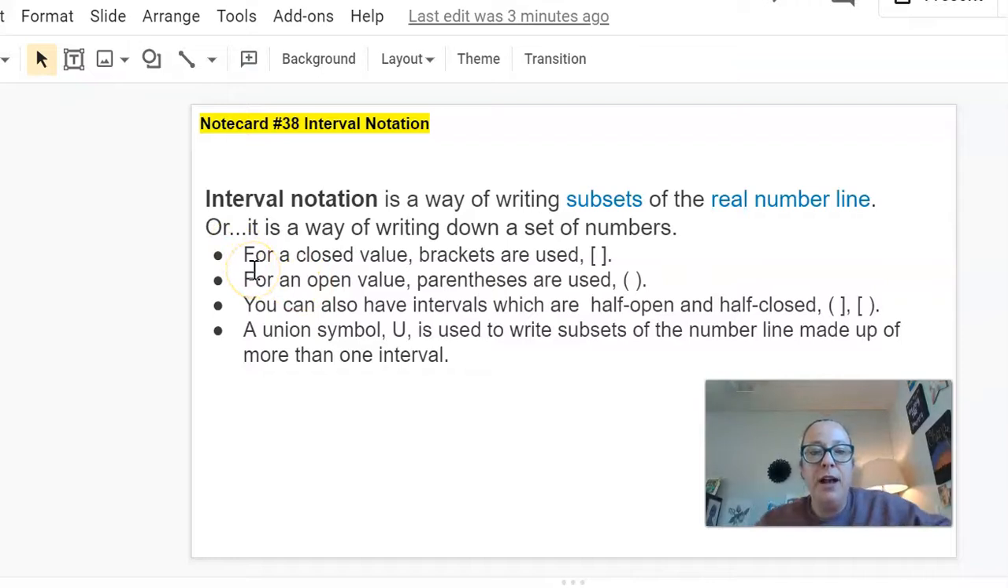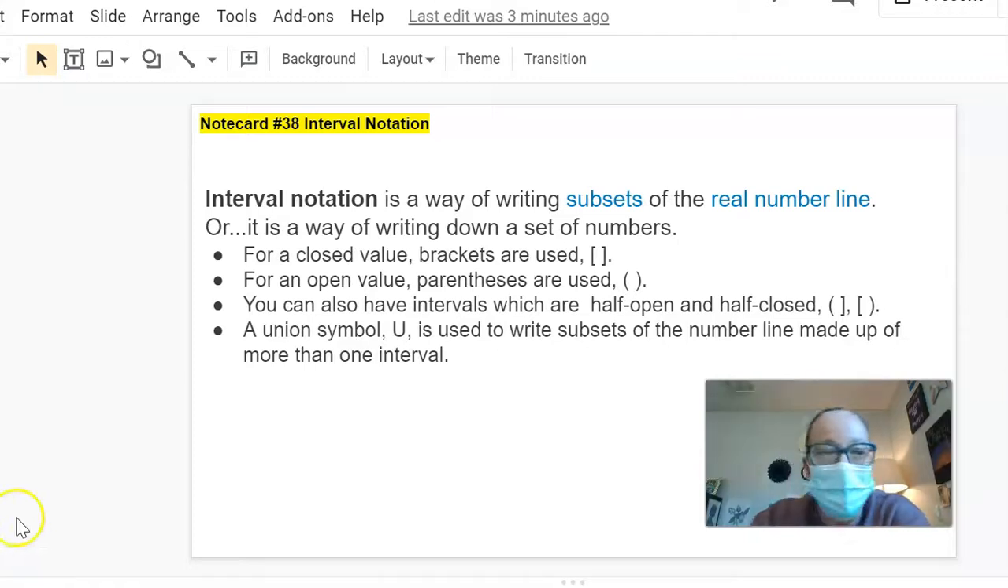So for a closed value, you're going to use brackets. For an open value, you're going to use parentheses, and you can have a mixture. You can have a half open, half closed mixture. And if you have more than one interval, you'll use a union, okay, to write the different subsets. And we're going to go over all of this in today's lesson.